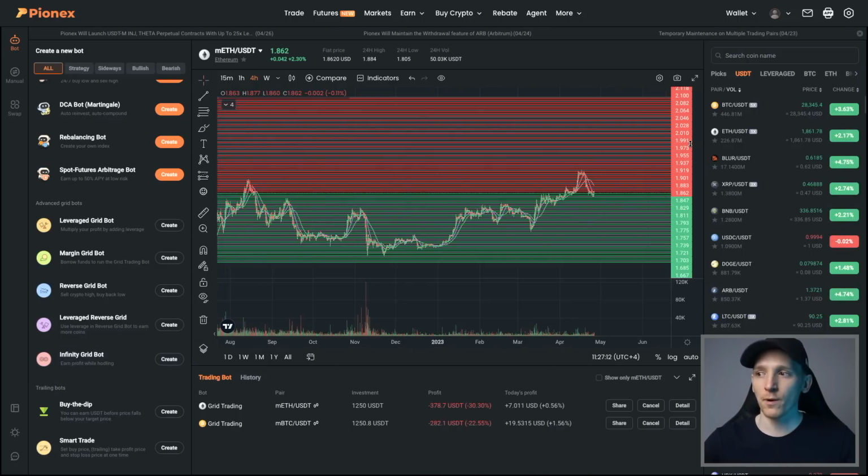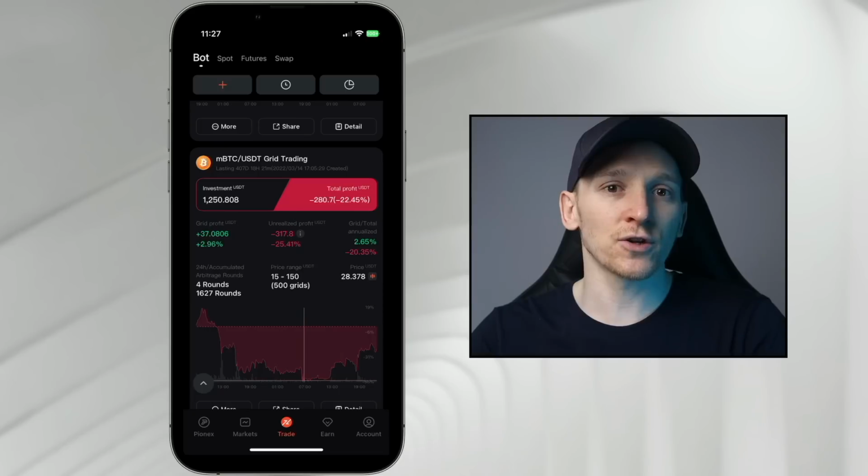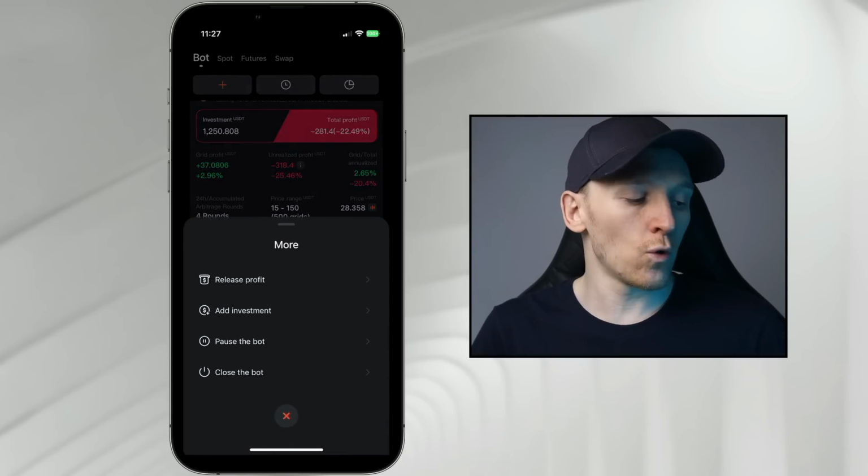So like I said, with grid bots, it's always really trying to use the most capital in the shortest period of time. On Pionex anyway, what you can actually do is change the grid bots. So if you come down to more, I think it is, you can change all of the parameters.